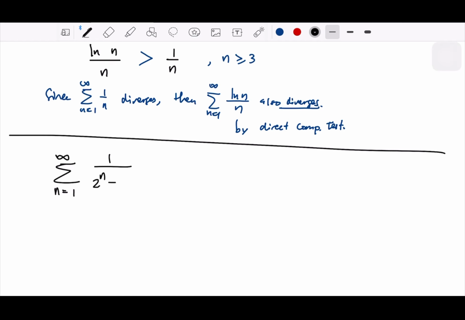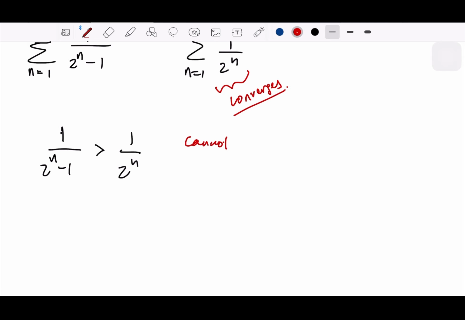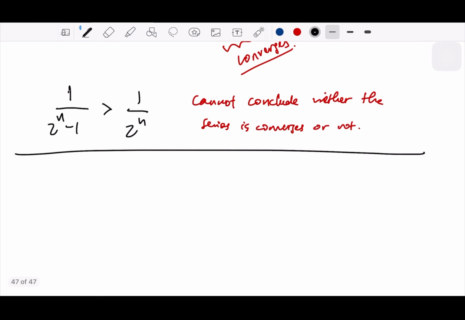Now what we can do is use another comparison test, and we are using the limit. So let me write here, we cannot conclude whether the series is convergent or not. Now the method is called the limit comparison test.